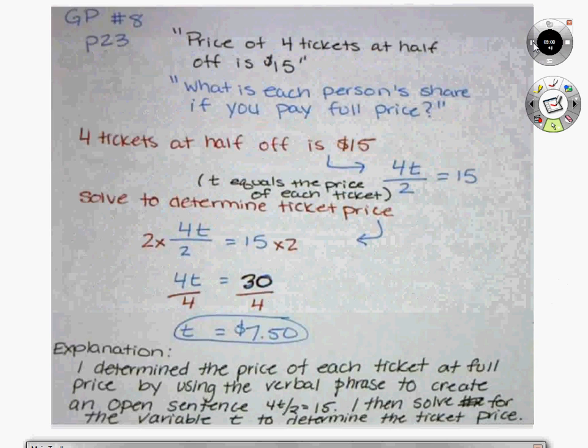And then finally I have my explanation. I say I determine the price of each ticket at full price by using the verbal phrase to create an open sentence. 4t divided by 2 equals 15. I then solved for the variable t to determine the ticket price. Now you could have also done 4t equals 15, solved for that, and then multiplied that by 2 because you knew each one of those would have been half price, right? That's another way that you could have gone about it.